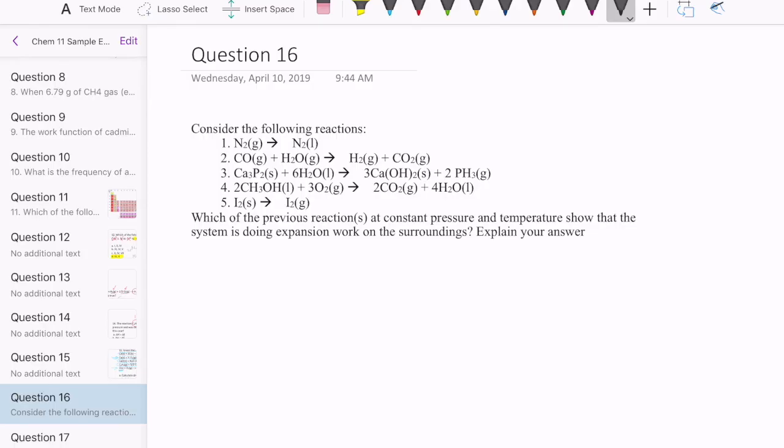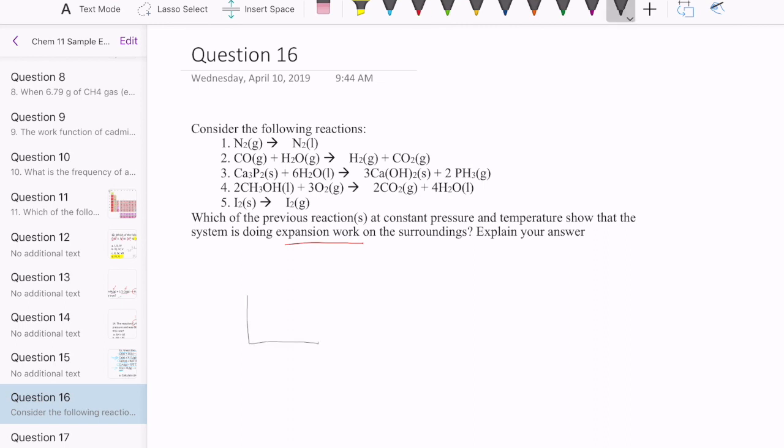Hi everyone, let's continue with sample exam 3, question 16 in Chem 11. This is a question about thermochemistry, specifically about expansion work, the type of work that we see in chemical reactions. The question asks which of the following reactions does expansion work on the surroundings. Just a quick reminder about expansion work.